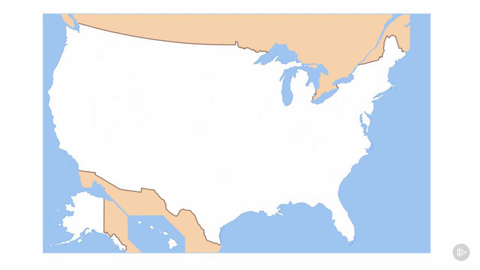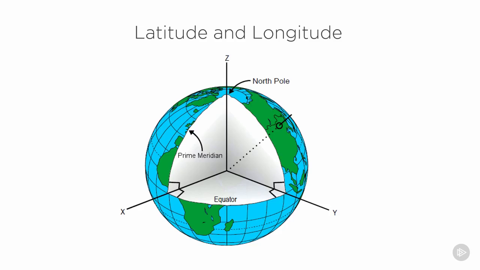We need a way to refer to a point's location using fixed reference points, both on the Earth and on our map. In other words, we need coordinates. The position of any point on Earth can be defined by its latitude and longitude. Latitude and longitude are angles and are measured in degrees.